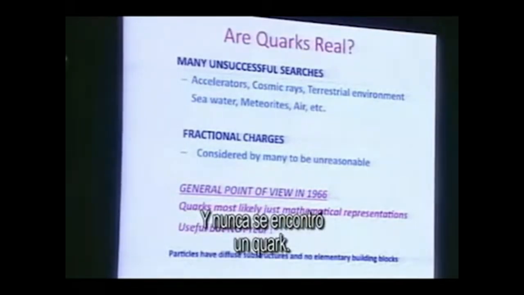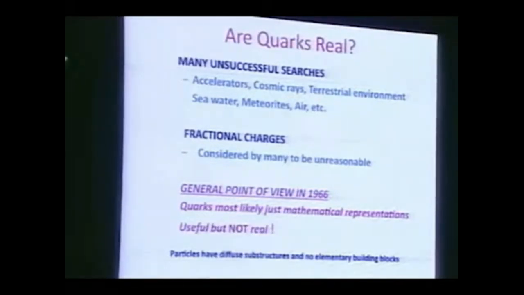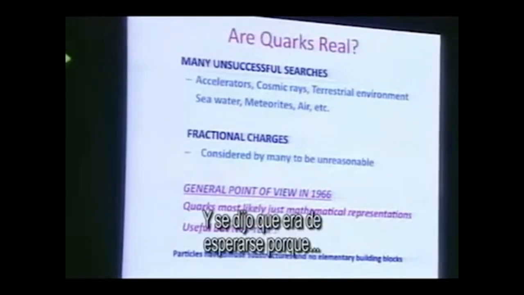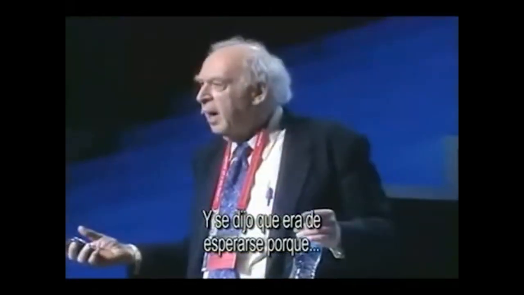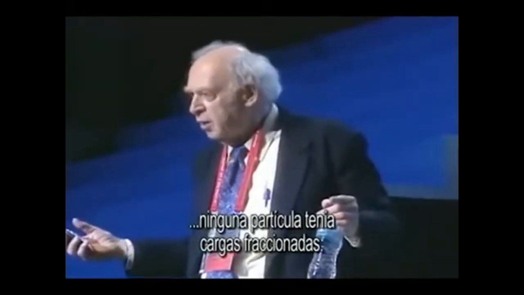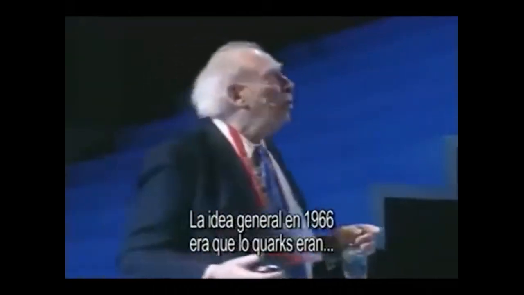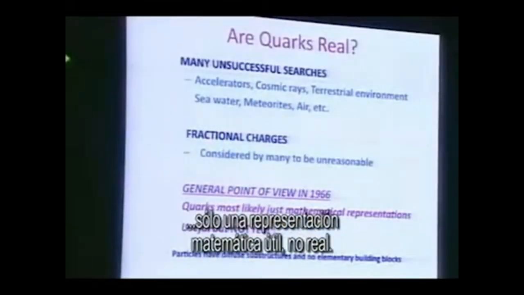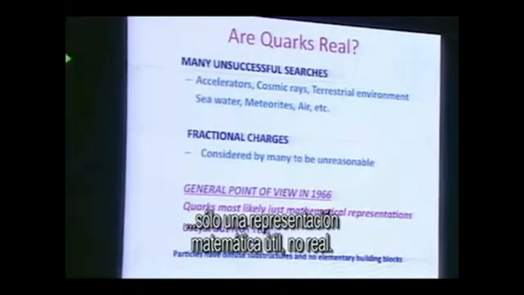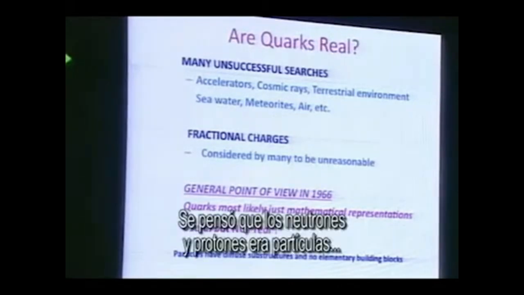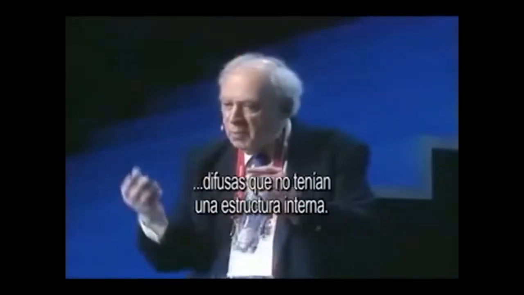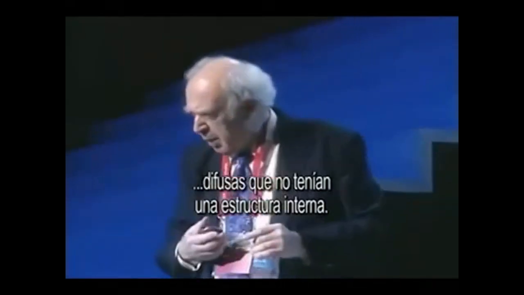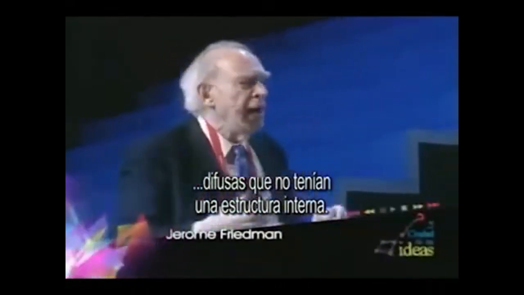Not a quark was found. Nowhere. And everybody said, that's to be expected. No particles have fractional charges. And so the general point of view in 1966 was that quarks were most likely just mathematical representations, useful but not real. And the point was that the neutron and proton were sort of diffuse particles, and they didn't have any kind of internal structure.